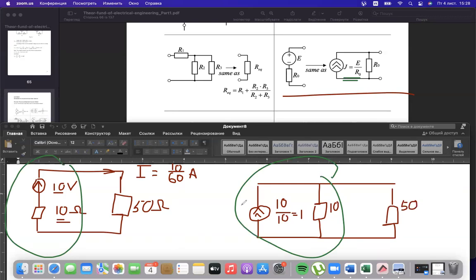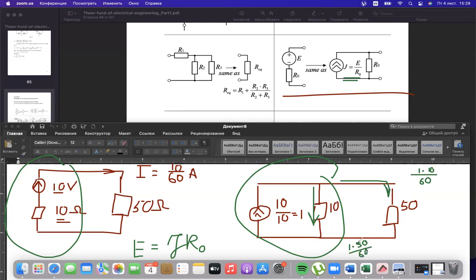And the opposite transformation: any source of current you could substitute by an electromotive force, and the value of the electromotive force will be J multiplied by R0. Just the reversed formula. And let's check that the current will be the same. This 1 ampere will divide into 2 branches depending on the values of resistances. Here it should be multiplied by 10 and divided by the sum of resistances, 10 plus 50. In this branch the current will be 1 times 50 divided by 60.